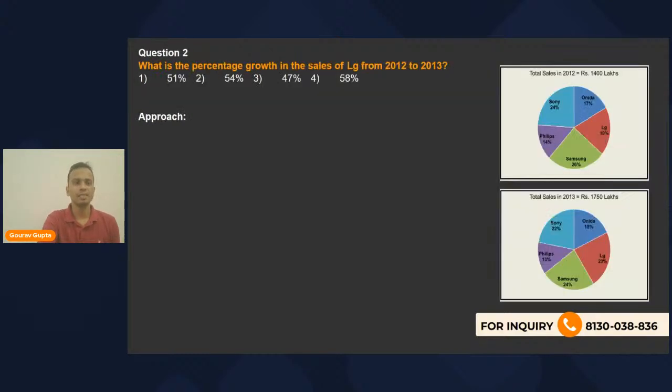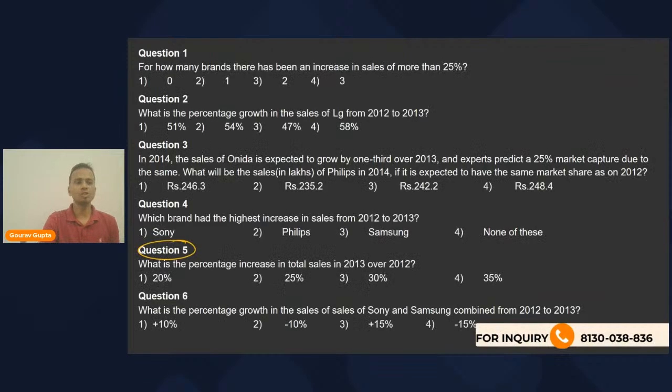Now, friends, come to the other questions. We are done with question number 5. The answer is option 2. Now I will talk about question number 1, question number 2, question number 4, and question number 6 together. We can discuss them together.